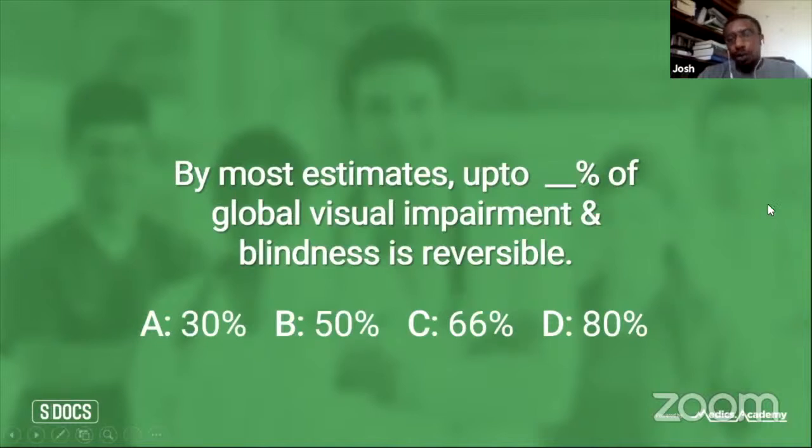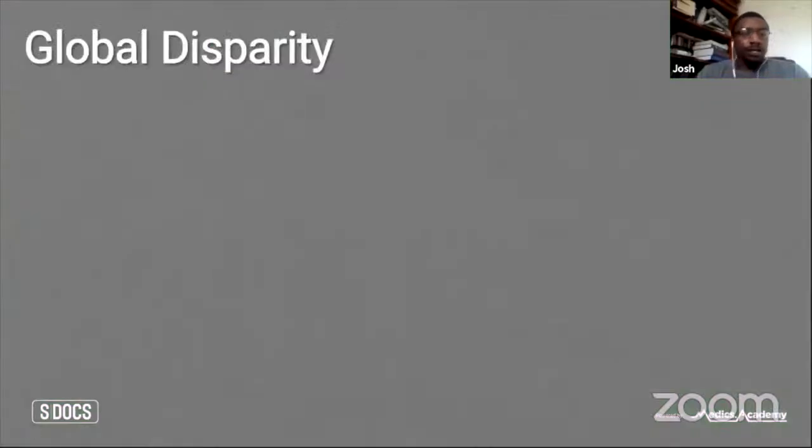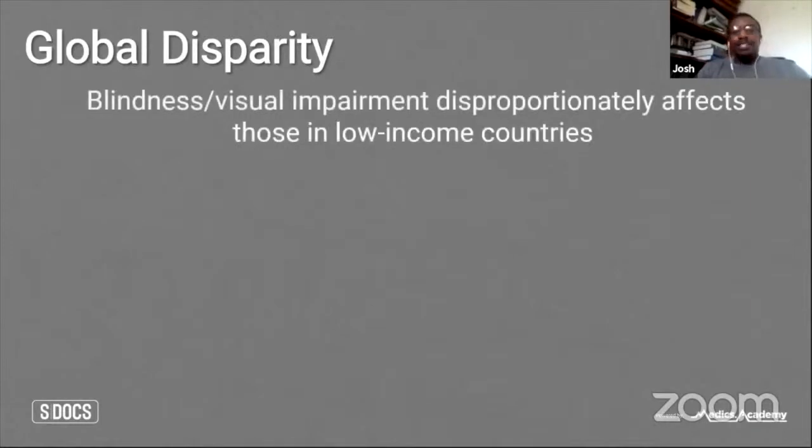So the answer for this one is 80%. A massive amount of the global visual impairment and blindness is classed as reversible. And as we go on, we'll think about what reversible actually means and why we target these conditions as global health interventions. So what those statistics have shown is that there's a massive global disparity that's evident in global blindness and visual impairment. It's disproportionately affecting those low-income countries, which is one of the main things that we've got from those statistics. And why is that?